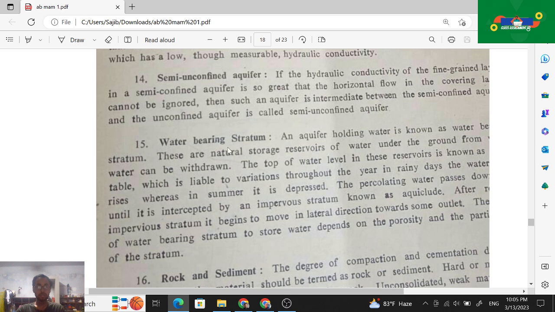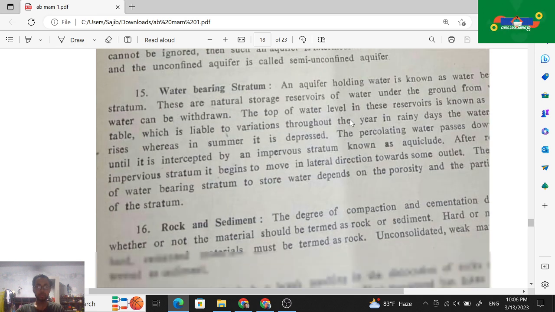Then water bearing stratum মধ্যে যেটা আছে সেটা হচ্ছে an aquifer holding water is known as water bearing stratum. These are natural storage reservoirs of water underground from which water can be withdrawn, and the top of the water level in this reservoir is known as the water table, which is liable to variations throughout the year. In rainy days the water rises, whereas in summer it is depressed. The percolating water passes down until it is intercepted by an impervious stratum known as aquiclude.